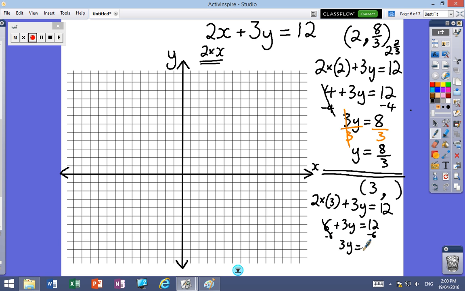3y equals 6. Now watch what happens when I divide both sides by 3. That kills that off. y equals 2. This time I've got a nice whole number answer. y equals 2. Now this is one point made up of integers, whole numbers, that I can put up here. 1, 2, 3, 1, 2. If I kept going and tried other numbers, eventually I would reveal this linear relationship.